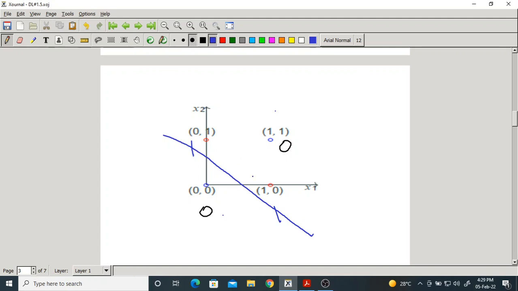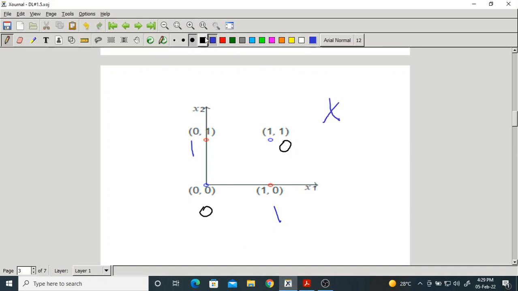So linearly separable means above the line we should have only red or only blue points. Below the line we should have only red or only blue points. Not a combination of both. It is not possible. If I draw like this, it is also not possible to separate them. Another possibility, if I draw like this, no. This line also cannot separate red points and blue points. Which means you cannot draw a line which can separate these two colors. Okay, you try it yourself. You cannot separate them with a line. So that's why we say that they are not linearly separable.